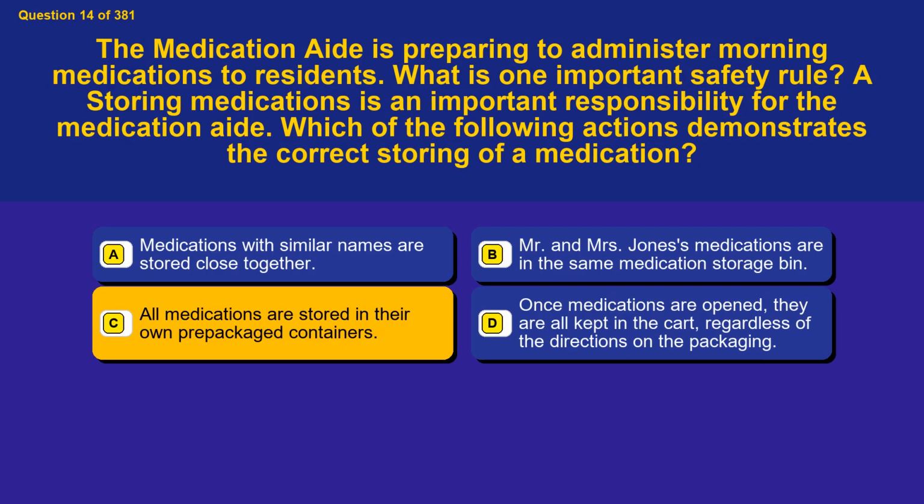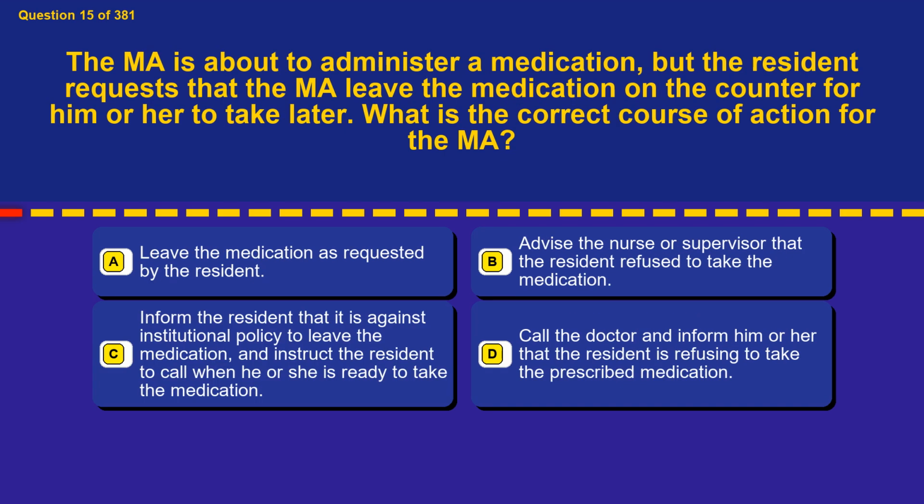The correct answer is option C. All medications are stored in their own prepackaged containers. Question 15. The MA is about to administer a medication, but the resident requests that the MA leave the medication on the counter for him or her to take later. What is the correct course of action for the MA?